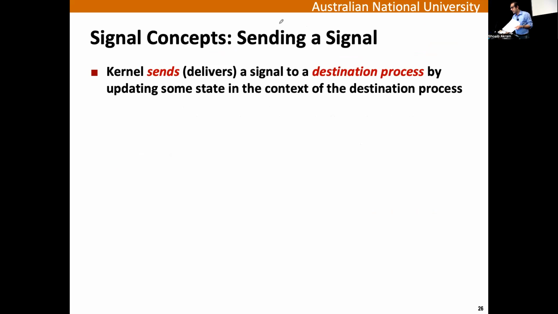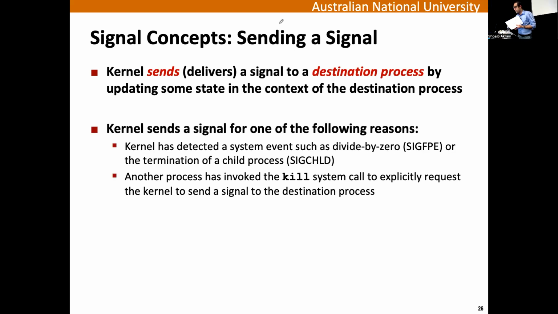The kernel sends a signal to a destination process by updating some state in the context of the destination process. So the kernel can send a signal for two reasons. One is that something wrong happens: divide by zero, or a segmentation violation, where you have an address that goes to some place in the virtual address space that you are not supposed to access. For instance, by now you should have intuition.